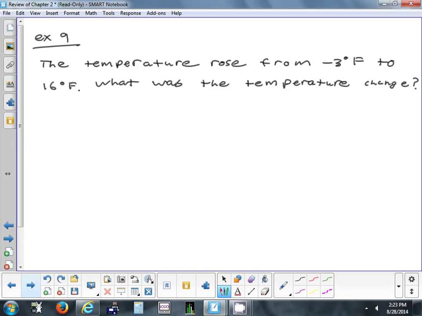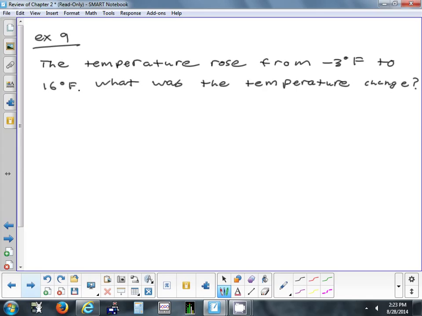All right, so this one is like a word problem. The temperature rose from negative 3 to 16 degrees. They want to know how much did the temperature change? What operation in math do you use to find the change between two numbers? Like if you had a 70 and then you went to a 90, how do you find the change between the two? Do you add, subtract, multiply, or divide?